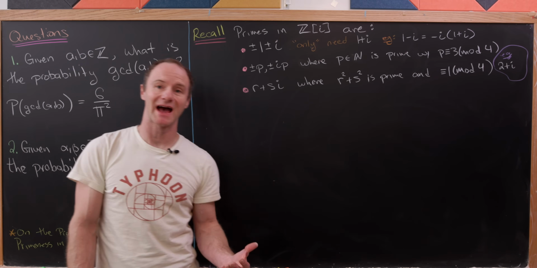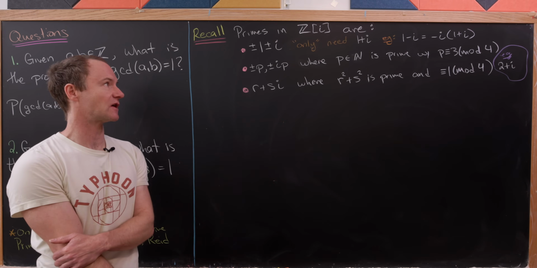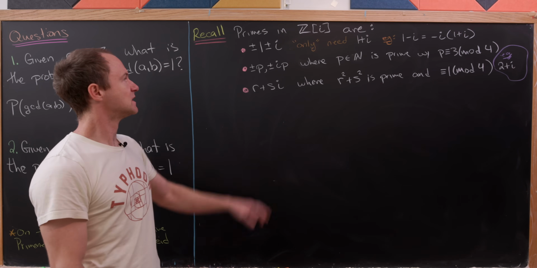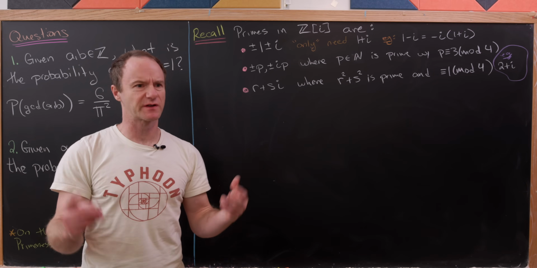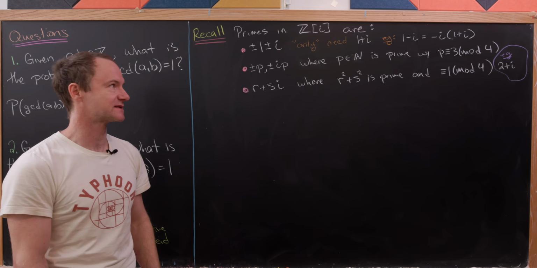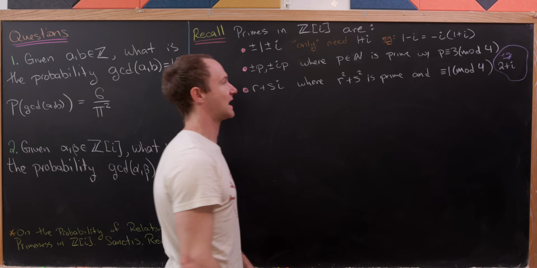So in order to start tackling this second question, let's recall what the primes look like in the Gaussian integers. So there are three flavors of primes. You either have plus minus 1, plus minus i. Notice that those are the factors of 2. 2 can be factored as 1 plus i times 1 minus i. And in fact, you'll only really need 1 plus i.